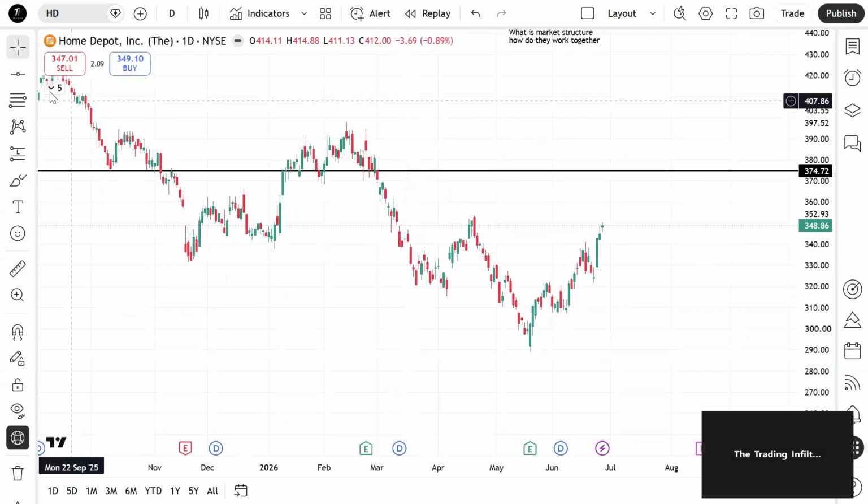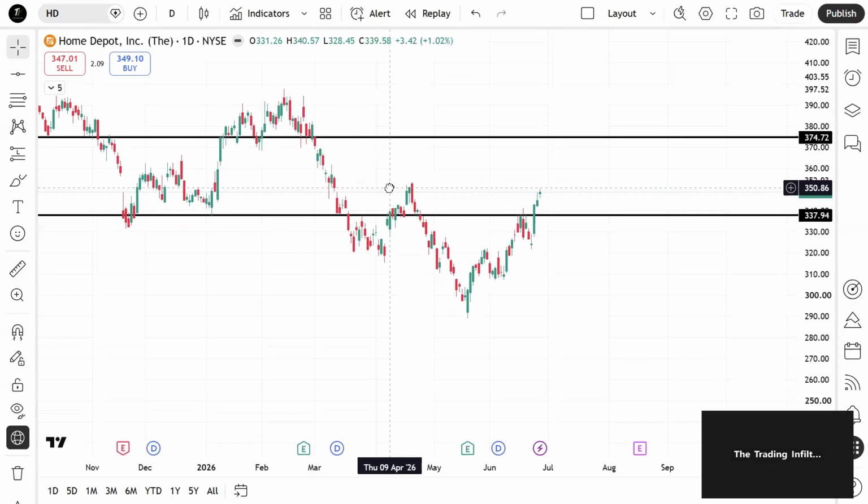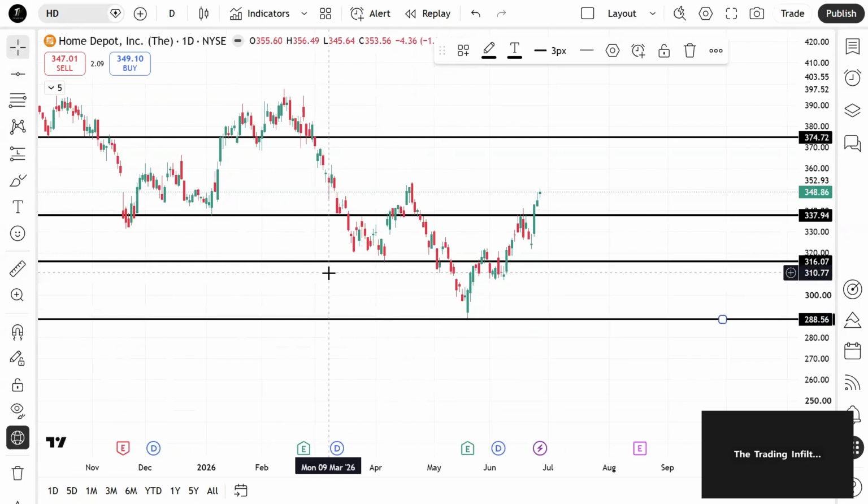If we move down a little further, this is support. Price came down, it dropped, and popped. Same thing, you know what I mean? And we can even go a little further here. This is support. This is support.